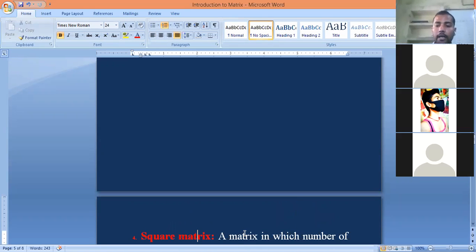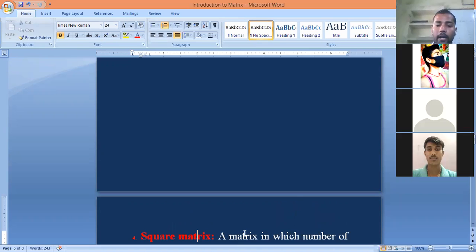Then after we have a square matrix. In the same way, a matrix having an equal number of rows and columns, such an arrangement of data in the form of matrices is considered a square matrix.